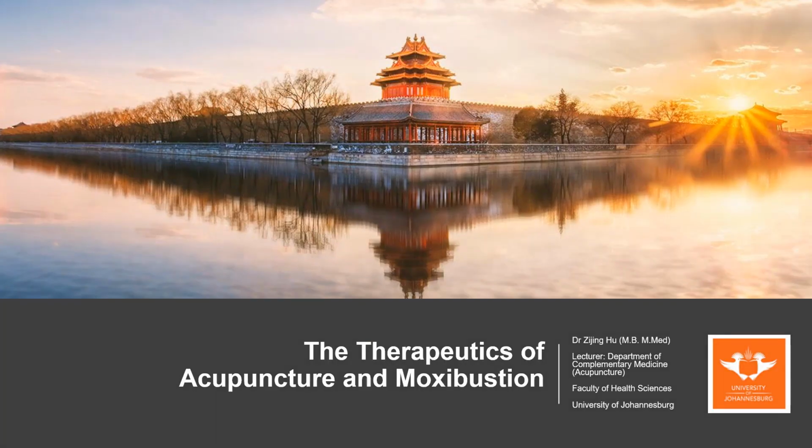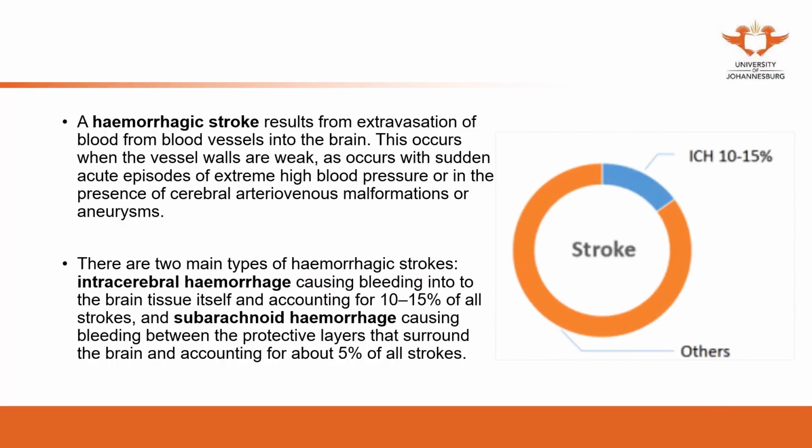Hey class, in this video we are going to introduce another category of stroke, the hemorrhagic stroke. From the name of a hemorrhagic stroke, we will understand immediately that this type of stroke is due to bleeding. It contributes 10 to 15% of all strokes. There are two types of hemorrhagic stroke, the intracerebral hemorrhage and subarachnoid hemorrhage.